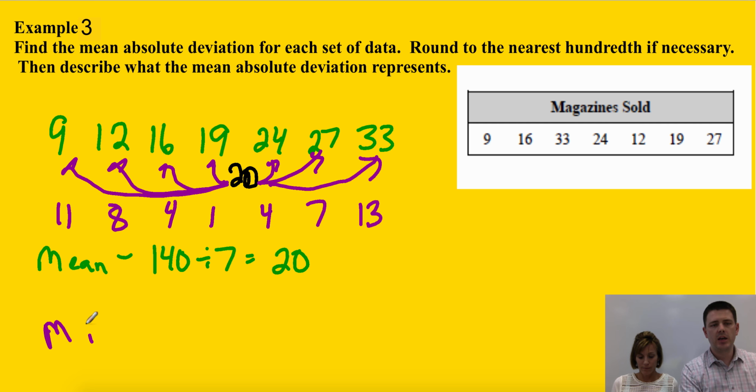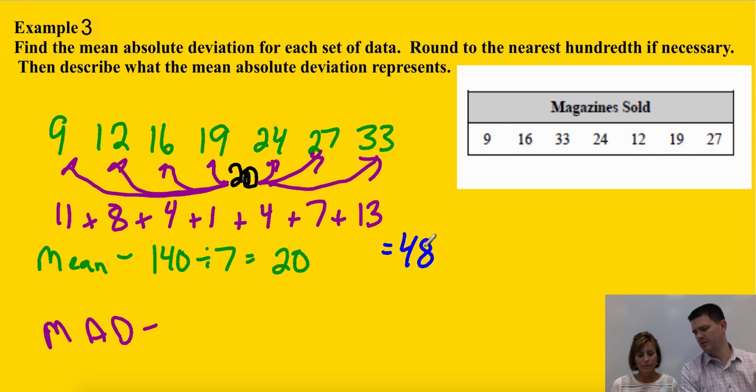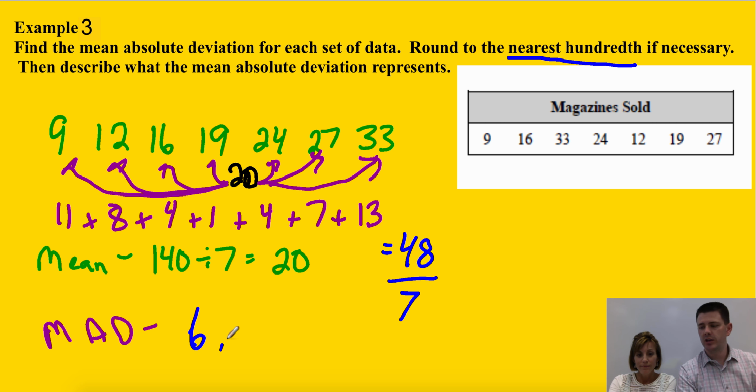Now, to calculate the mean absolute deviation, we're going to add these together: 11 plus 8 plus 4 plus 1 plus 4 plus 7 plus 13. That gives 48. There are 7 numbers total, so we're going to divide by 7. It's not going to divide out nicely, but we get 6.857 and so on. The answer says round to the nearest hundredth, so we round it to 6.86 for our mean absolute deviation. It means each one of our numbers averages a distance of 6.86 away from our mean, which is 20.